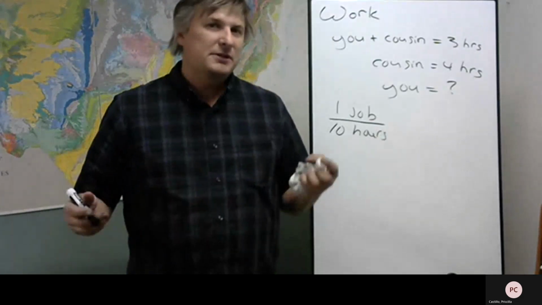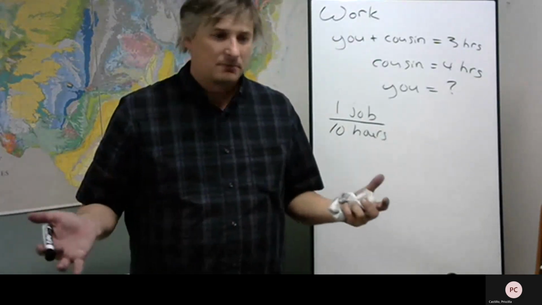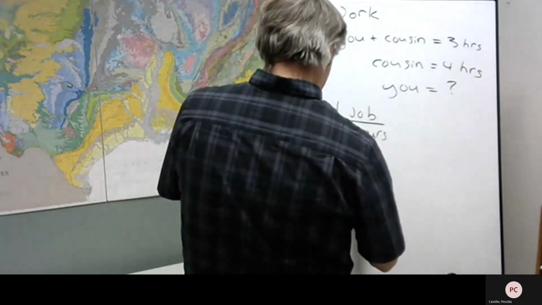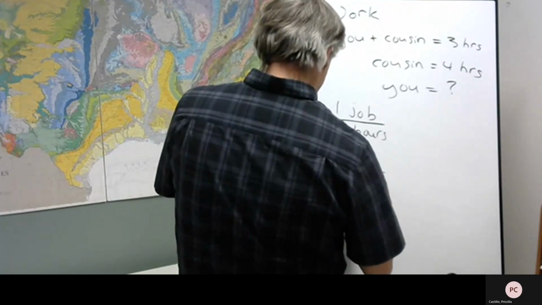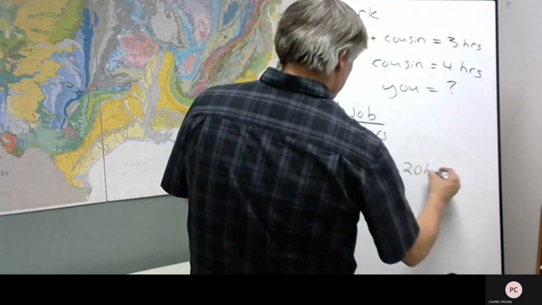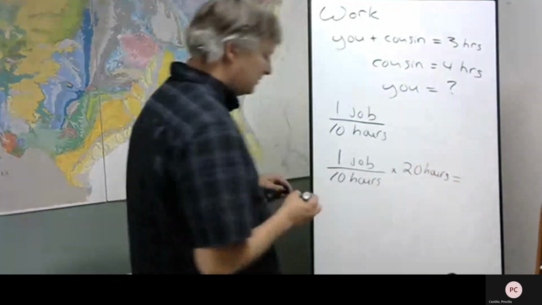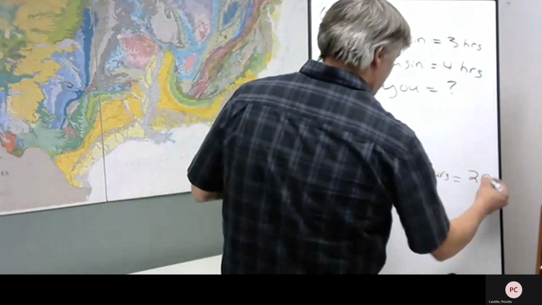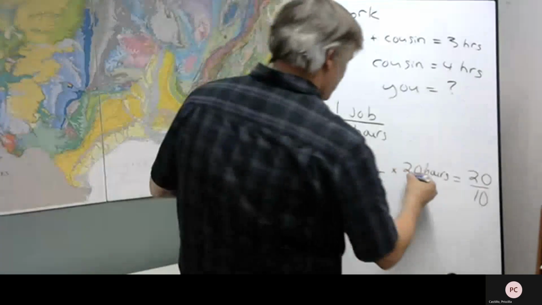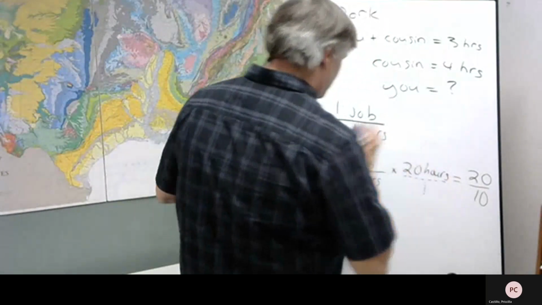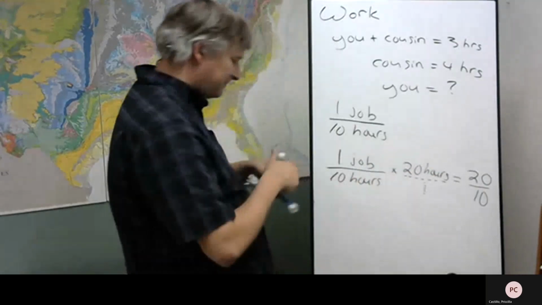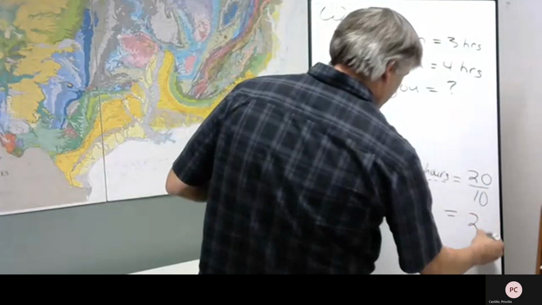So let's take a look at this. Let's say you worked at this for 20 hours. In 20 hours, how much could you accomplish? Well, if we take one job per 10 hours and we multiply by 20 hours, what we'll get is 20 over 10. Because again, you're going to treat this like fraction multiplication. You have the visible 1 here. We're going to multiply across to get 20, multiply across to get 10, and what you'll get is 2.